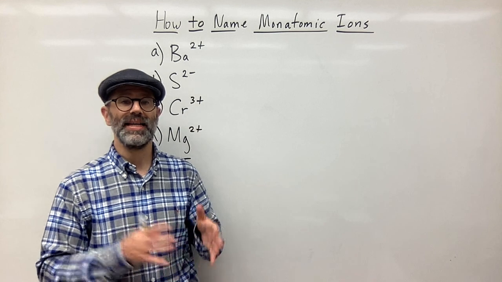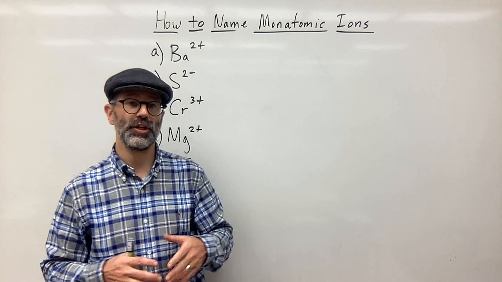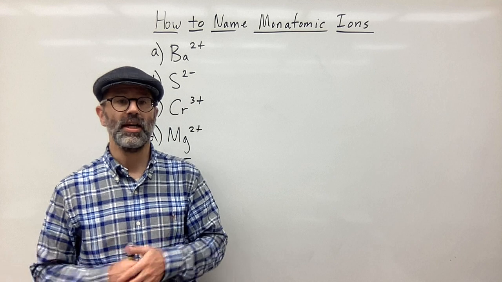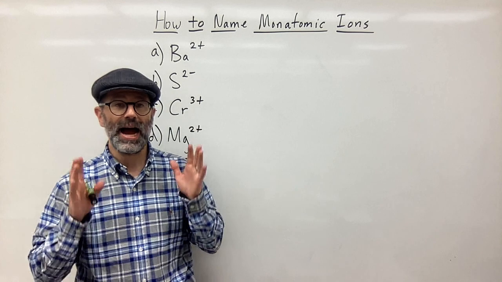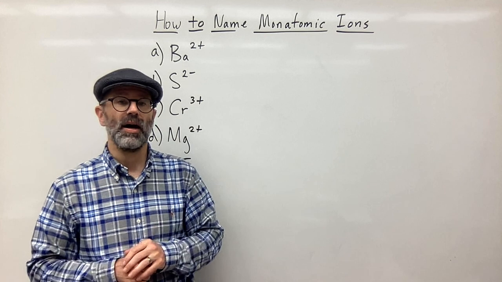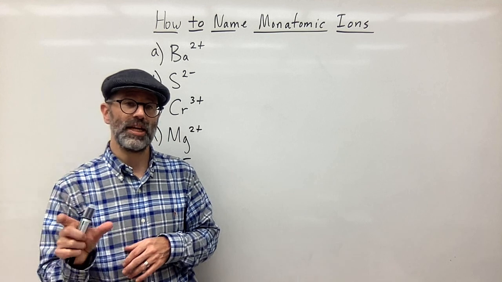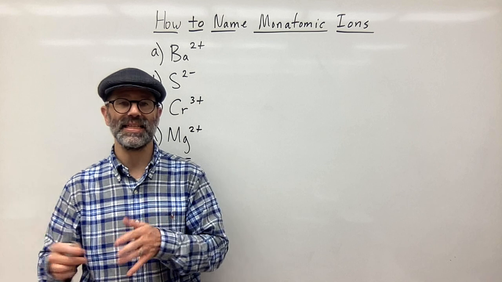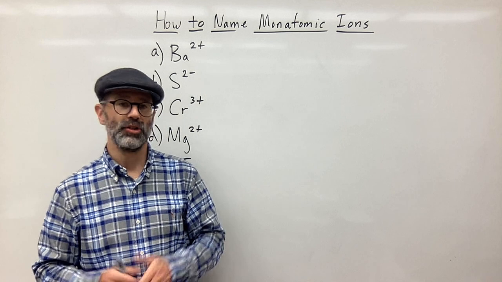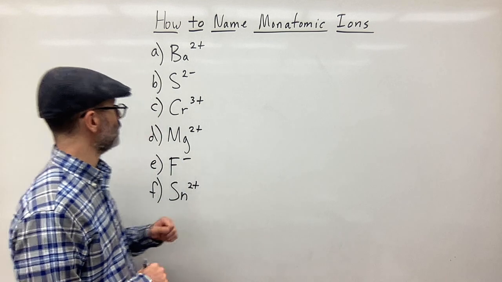If it's a non-metal ion, usually those are going to have negative charges. So for the non-metal ion, you have the name of the element, but you also have to change the ending. You drop the ending and you add the -ide ending. So let's show how this is done.